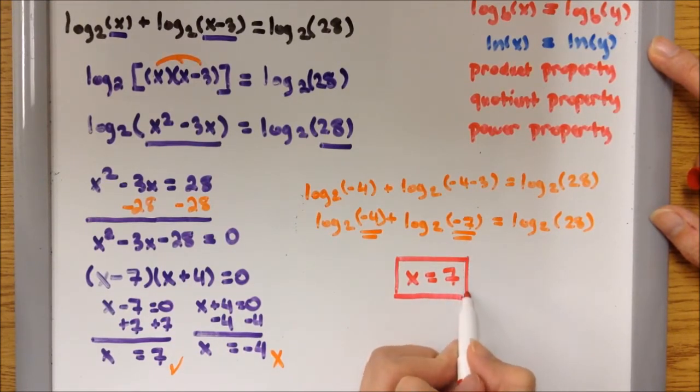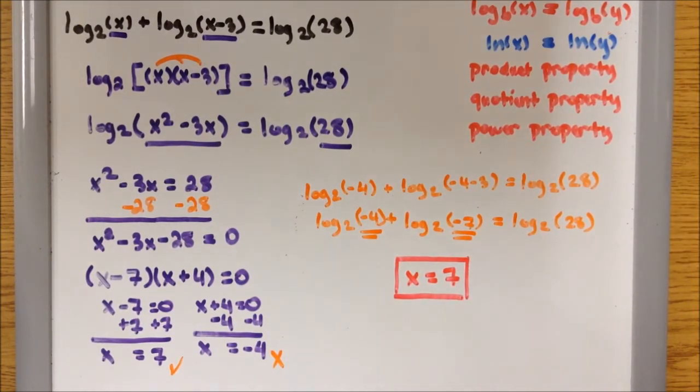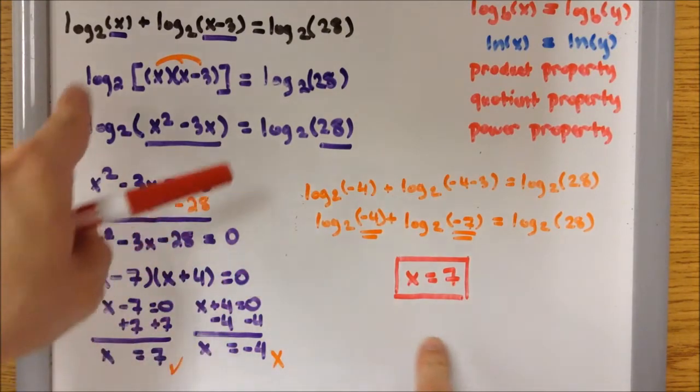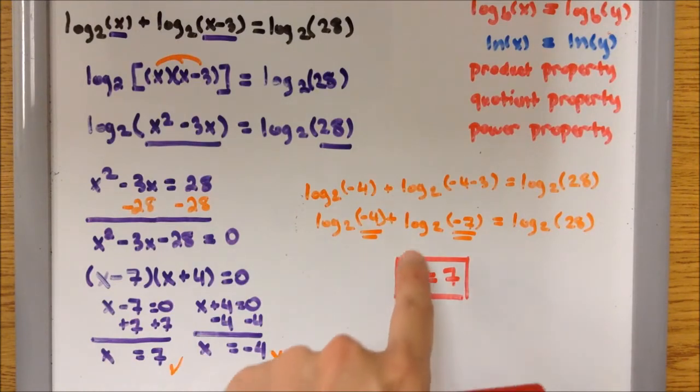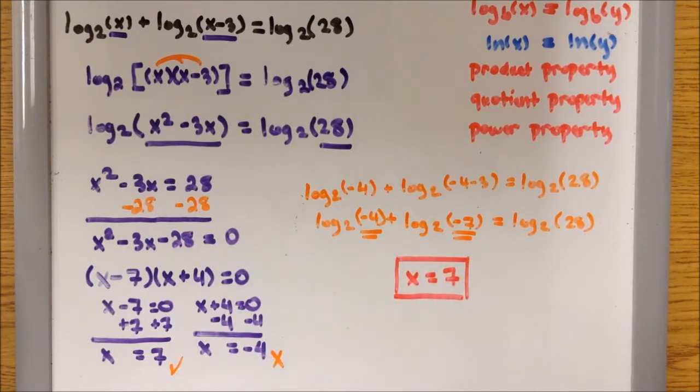Again, we're not using x equals -4 because I plugged it into the original problem and got log base 2 of -4 and log base 2 of -7. So using x equals -4 will give us undefined solutions.